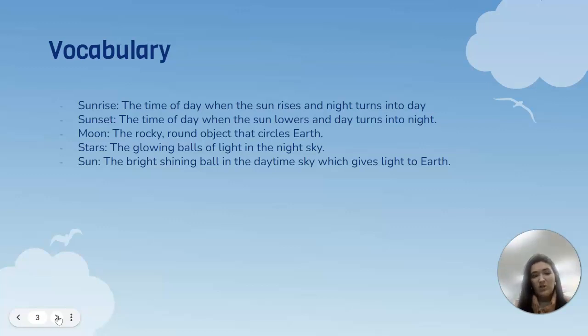The vocabulary for today. It's really short today. We just have sunrise, which is the time of day when the sun rises and the night turns into day. We have the sunset, which is the time of day when the sun lowers and day turns into night. We have the moon, which is the rocky round object that circles Earth. We have the stars, which are the glowing balls of light in the night sky. And we have the sun, which is the bright, shining ball in the daytime sky, which gives light to Earth.